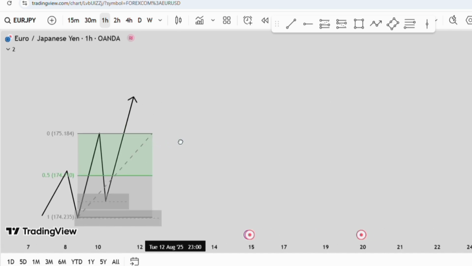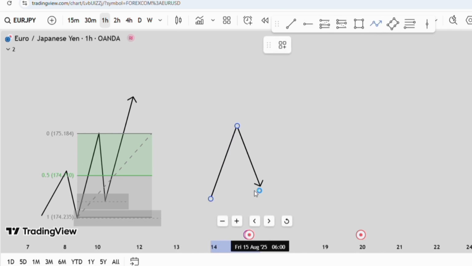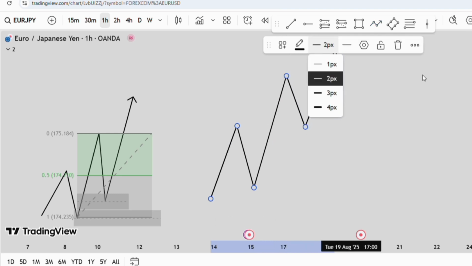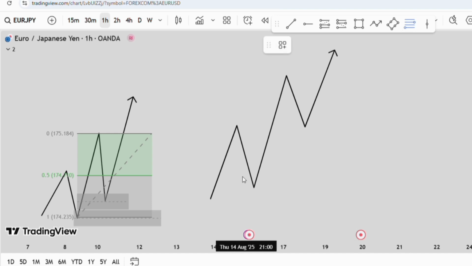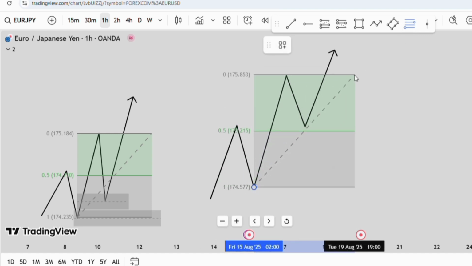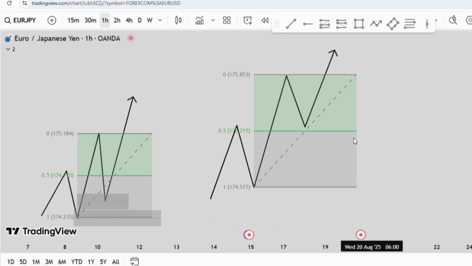But if you have a scenario like this, whereby price eventually gives us a break of structure and starts moving like this, now if you measure with your Fibonacci tool from here to here, you can see price did not tap into this discount area. You can see it here, showing that this is an invalid break of structure.